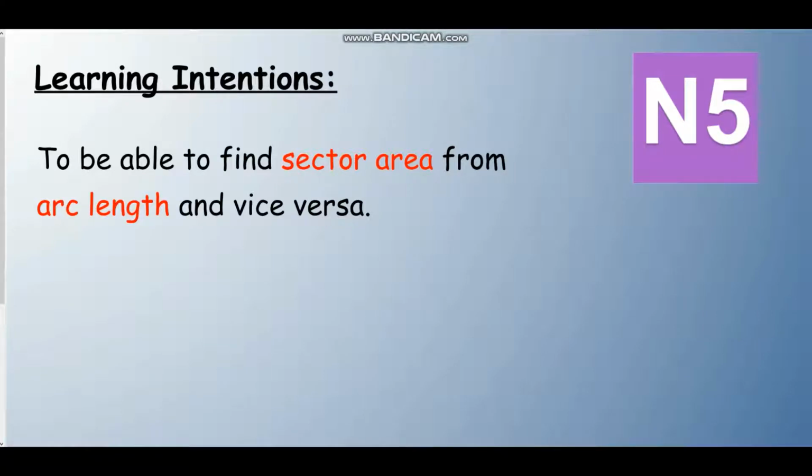Today our learning intentions are to be able to find sector areas from arc lengths and vice versa, to find arc lengths from sector areas. This is quite a difficult topic and this is about as hard as it's going to get in our circle topic. At the start of next week we'll be recapping circles, and then we'll be looking on to a new topic after that on Tuesday. So this might be a difficult lesson. Bear with me and give your assignment your best shot.